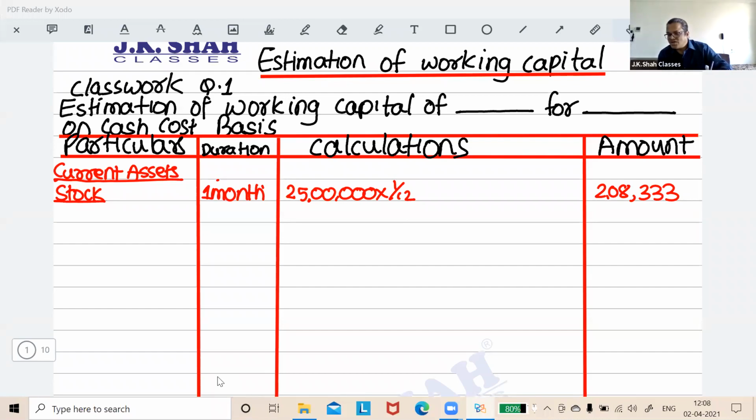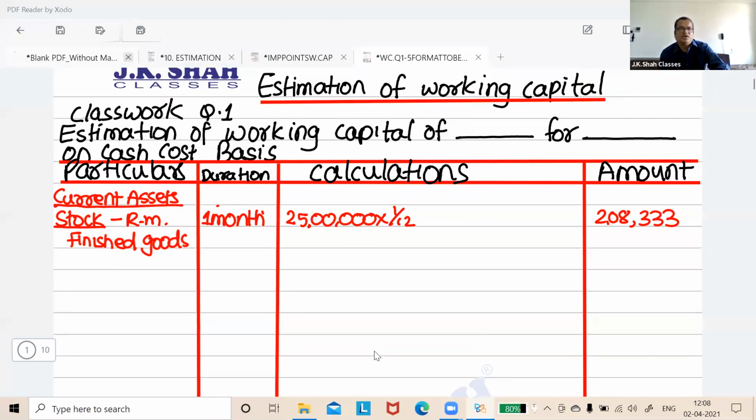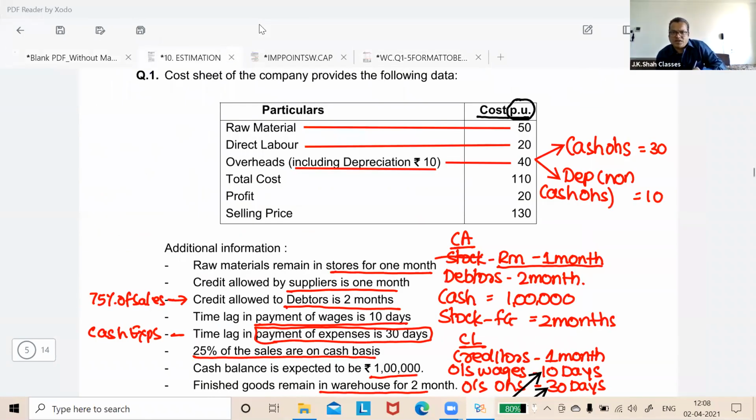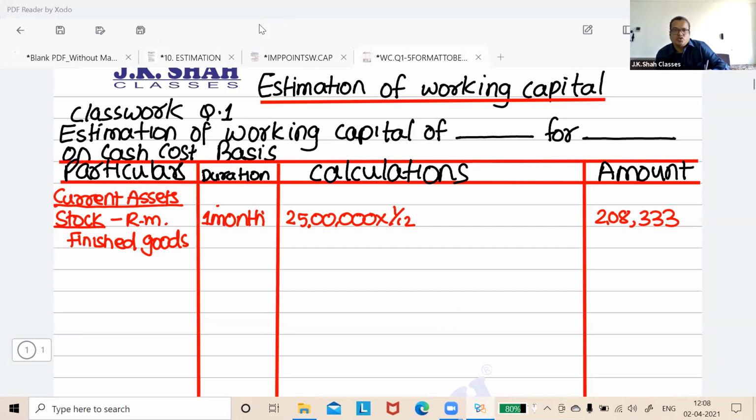Let's talk about the next stock, that is, stock of finished goods. As we had seen in the question, this is done, so I'm cancelling this. Stock of finished goods is to be maintained for 2 months.